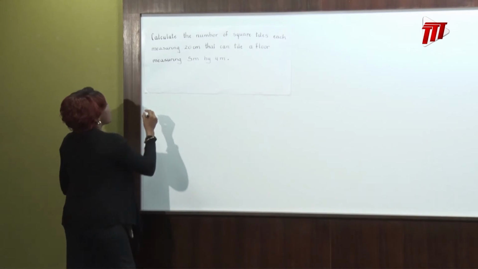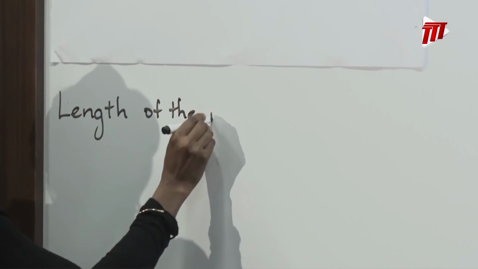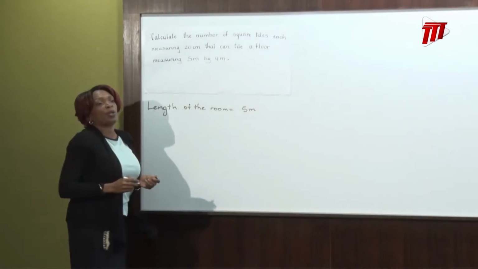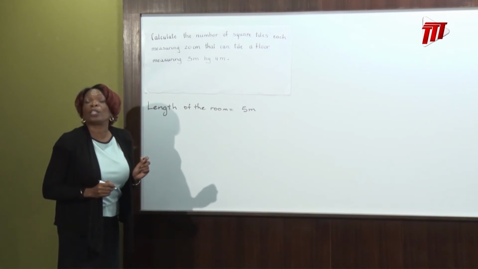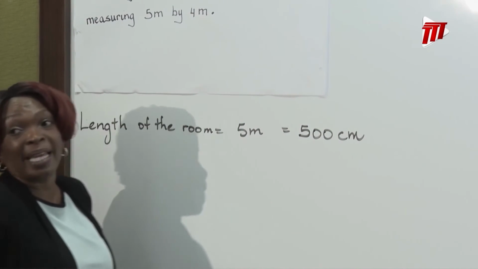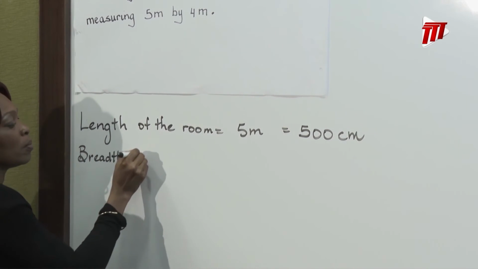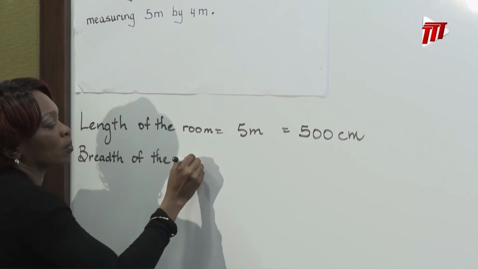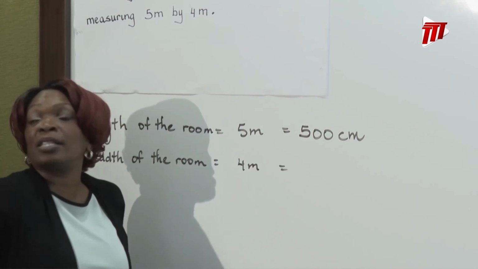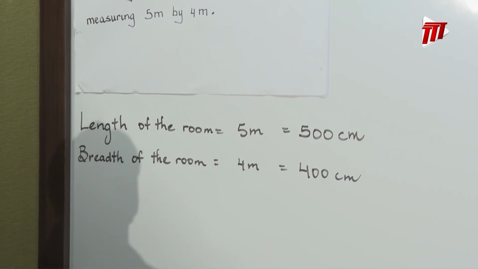All right, so the length of the room is equal to 5 meters. Because we have two different units, we're going to change it one time. 5 meters is equal to 500 centimeters. We want to work with the same unit. Breadth of the room is equal to what? 4 meters. 4 meters is equal to what? 400 centimeters. So far, so good? Wonderful.